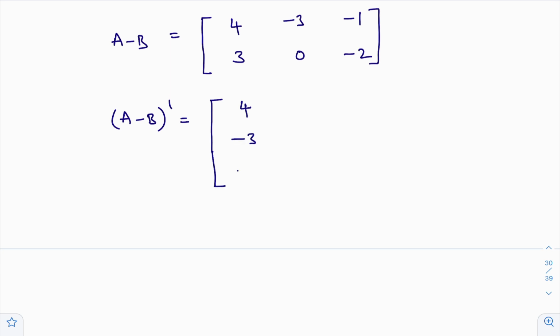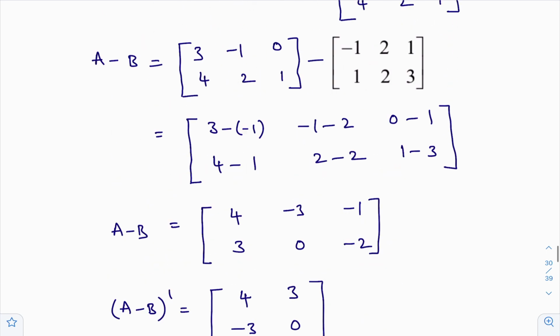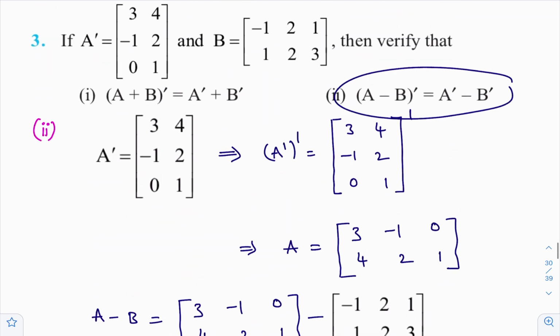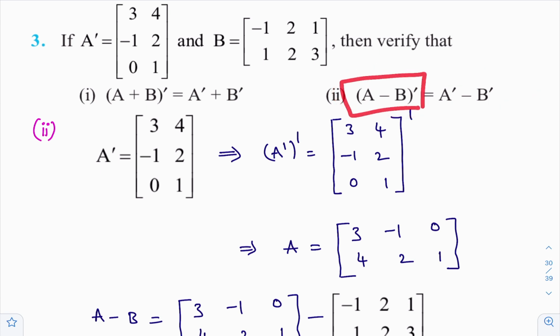4, minus 3, minus 1. Your second row is there. Now write it as the second column. Then you will get the transpose of the above matrix. So I just calculated the transpose of this matrix. I got it like this. I'll take it as equation 1. Because I am trying to verify A minus B whole dash equal to A dash minus B dash. In that process, I just calculated A minus B whole dash.